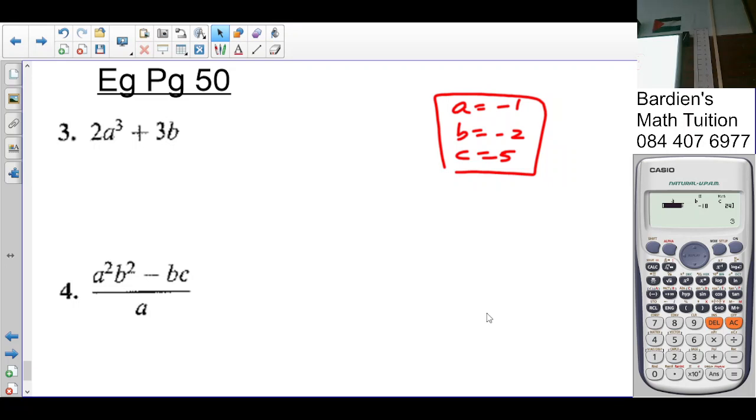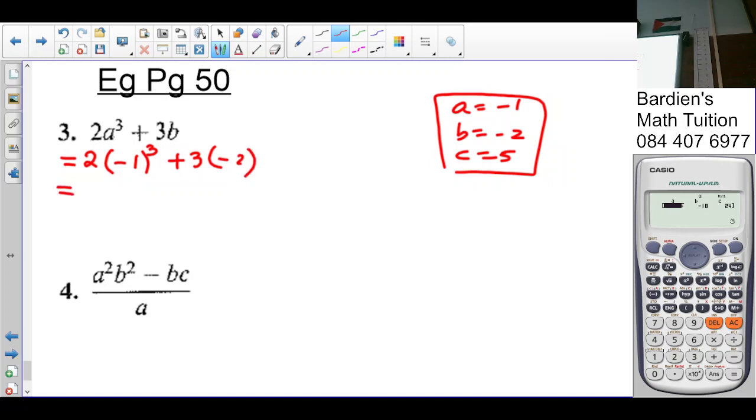So the one that says you didn't understand, do the substitution now, Michael. Go for it. So I said 2 brackets, and then negative 1, to the exponent of 3, plus 3 brackets, and then negative 2. Yeah, well done.